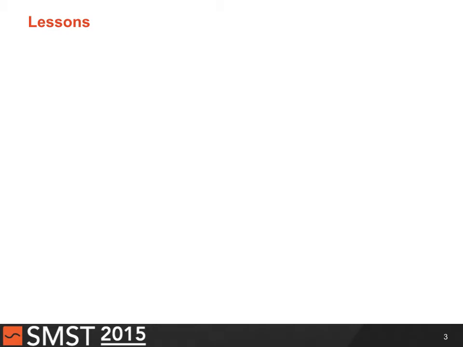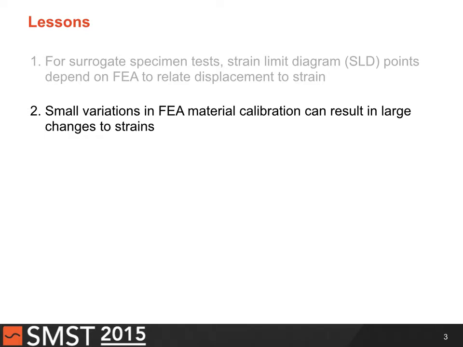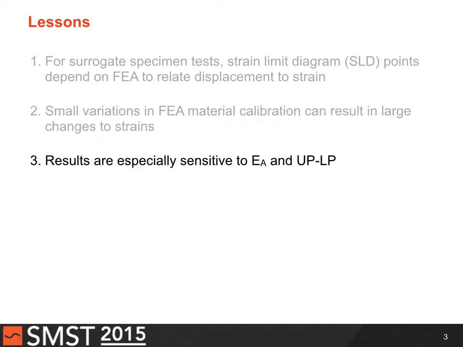So first I'm going to talk about what you're going to take away from this, hopefully. There's a lot to cover. So lesson number 1, I'm giving you all the punchlines here. For surrogate specimen tests, these diamond fatigue type samples, strain limit diagram points depend on FEA in order to relate displacement to strain. That's really not a learning point, but it's something that's important to understand. We'll just look at that quickly. Here was what kind of led us down this path. Small variations in our calibrations of FEA material data can result in, in some cases, surprisingly large changes to the results that we see, kind of frighteningly so, and we'll show you that.